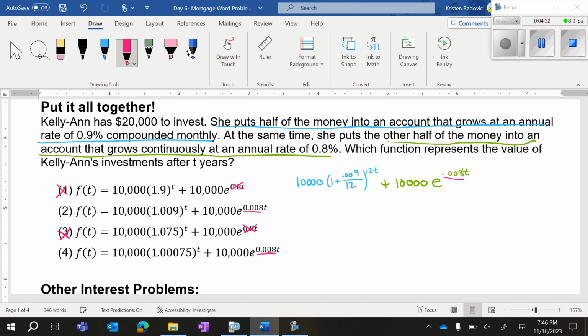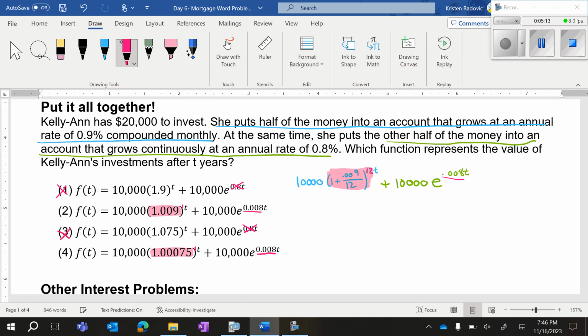So we have to look at the blue compounded monthly formula. If you look at this, we notice that the 10,000s are the same, and the difference is the 1.009 and the 1.00075. We don't have either of those. We have this. But notice here how you have a 1t, a 1t, we have a 12t. So we have to find what the true base, the actual growth factor, is.